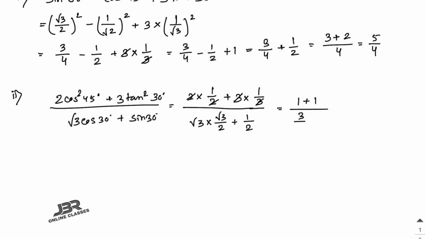That will be 3 by 2 plus 1 by 2. So here it's 2, and that equals 4 by 2. So the 2 cancels out. Now 2 by 2 equals 1. So 1 is your answer.